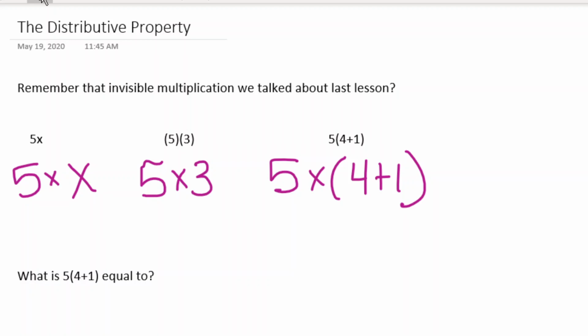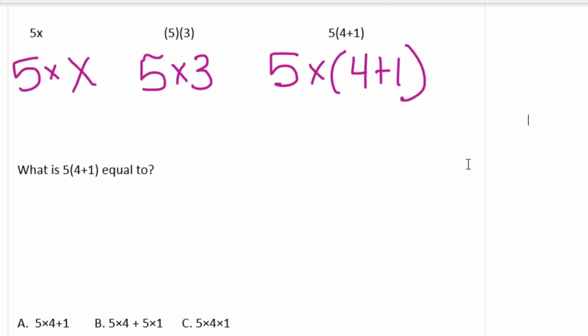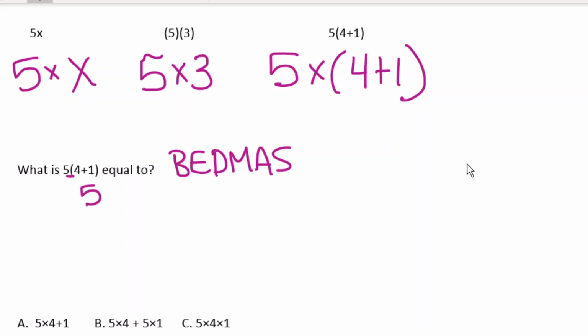And those of you looking ahead, you'll see that that's our next question. What is 5 times 4 plus 1 equal to? Well, you might say, Miss Miller, that's hardly even a question. I know BEDMAS. I know my orders of operations. I can do this easy peasy because I know that I have to do the brackets first. And you would go 4 plus 1 is 5. And then, oh, we have some invisible multiplication here. That's going to be times. And so 5 times 5 is 25.